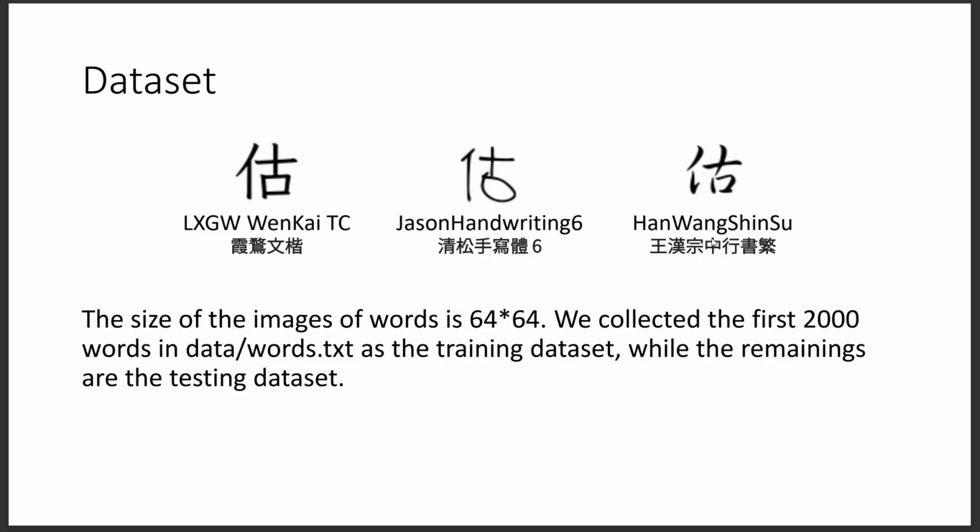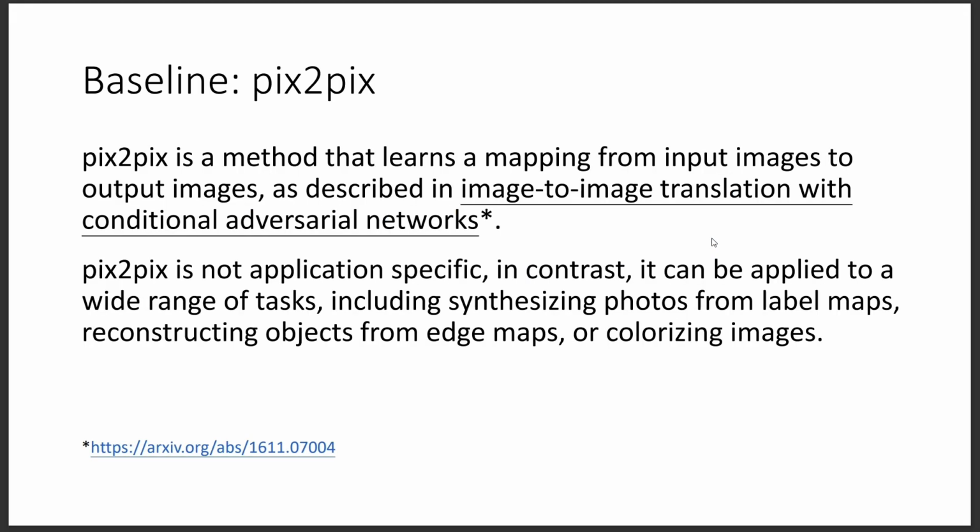The size of our character images is 64 by 64. We split the dataset into two parts. The first 2,000 characters are used as the training dataset, and the remaining characters are used as the testing dataset.